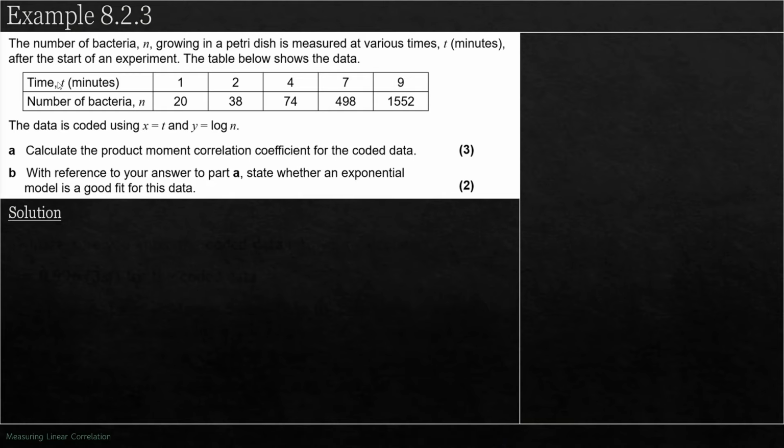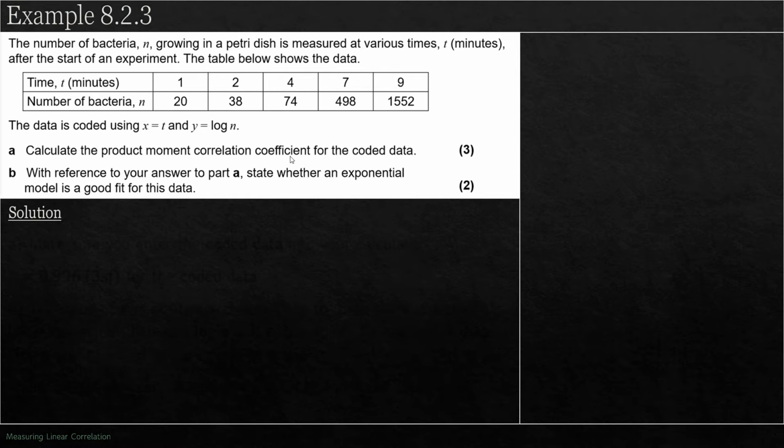In this example, we have bivariate data of time and the number of bacteria growing in a petri dish. So we have 5 pairs of values. The data is then coded using x equals t and y equals the logarithm of n. Part A, find the product moment correlation coefficient for the coded data, not the original data.